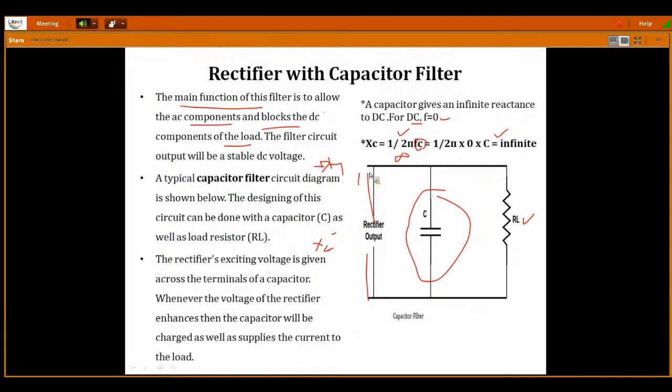This is the rectifier output we are getting at this point. The rectifier output contains the AC ripple as well as the DC component. The AC ripples are allowed by the capacitor. The AC component flows through the capacitor, and the capacitor blocks the DC. The DC is obtained directly at the load resistance.